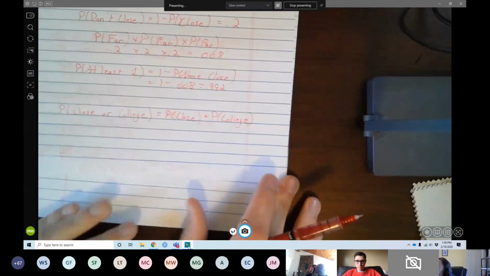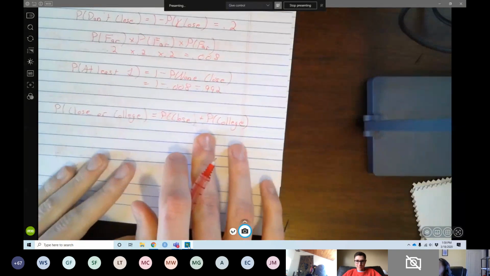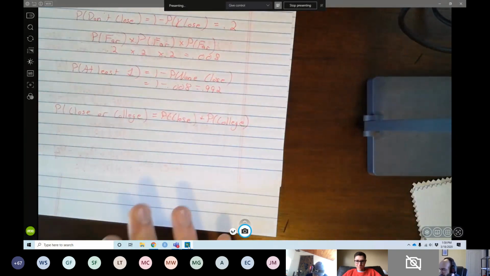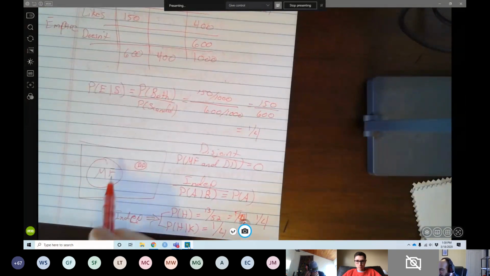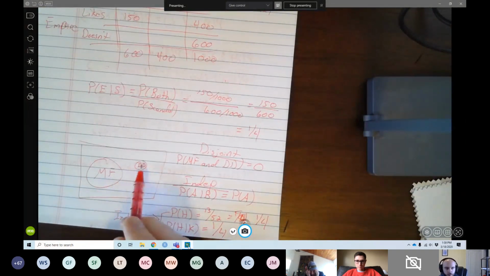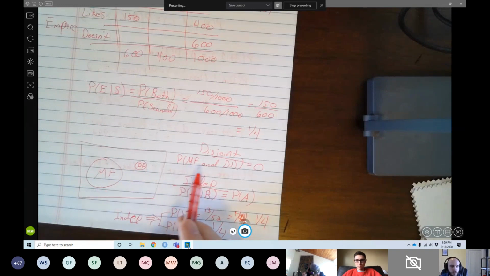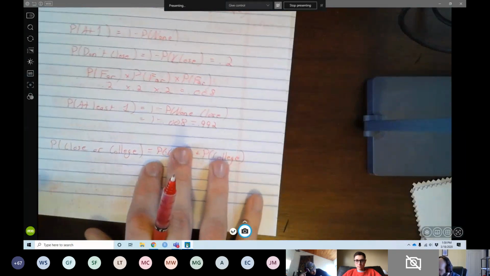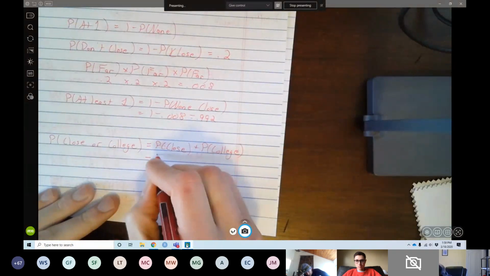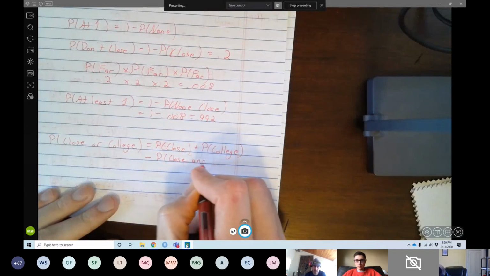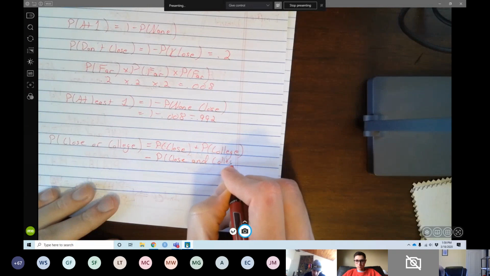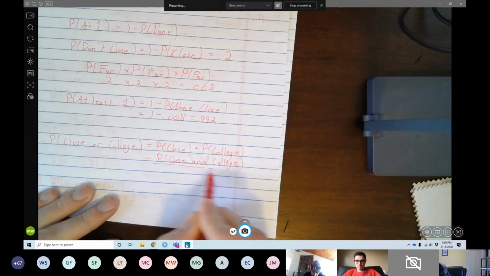What you have to do is account for when the events aren't disjoint, when they overlap. So, if we want to find the probability that someone watches Modern Family or Duck Dynasty, we could just take the 20% plus the 5% and we get 25% because they don't overlap at all. However, in our case, they do overlap. So what we need to do is subtract out the probability that they live close and they have a college degree, which we found earlier.